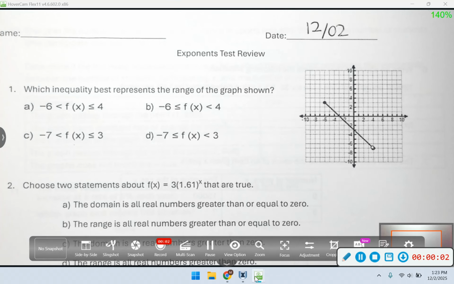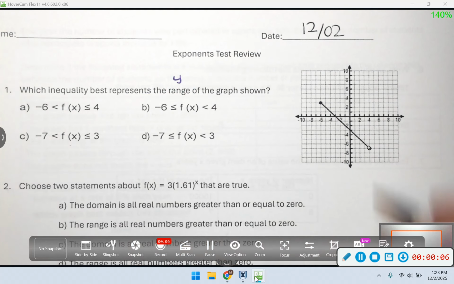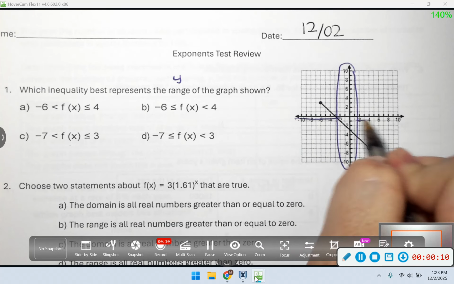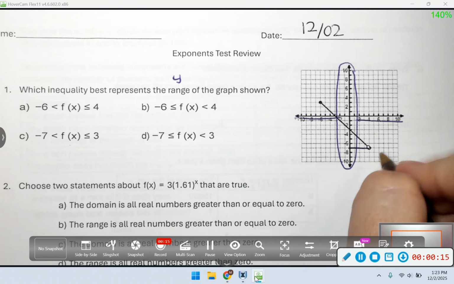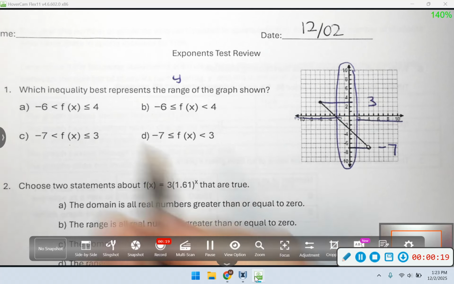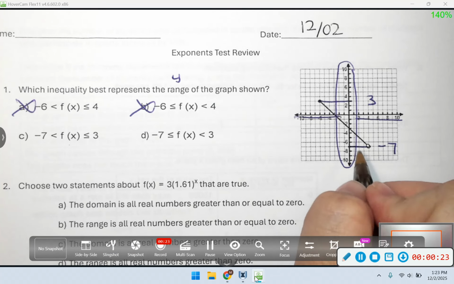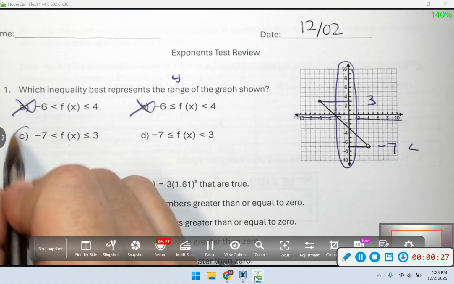Okay, which inequality best represents the range from the graph shown? Range is your y, so we're only looking at the y-axis, not the x. So range is my height, and we need to go from the bottom, which is at -7, to the top, which is at 3. So I know we can cross off A and B. And I also realize there's an open dot at -7, so that's just going to get the less than. So C is my answer.